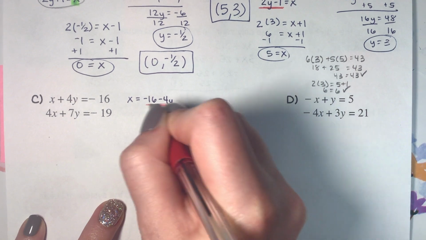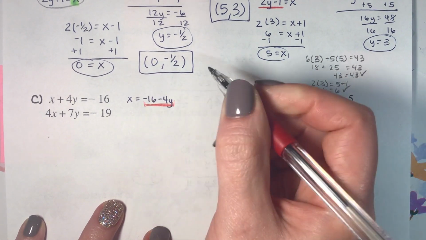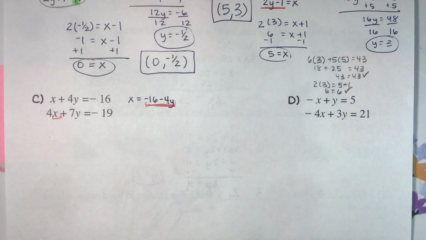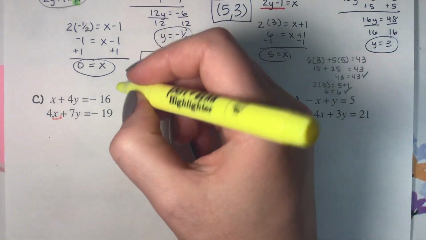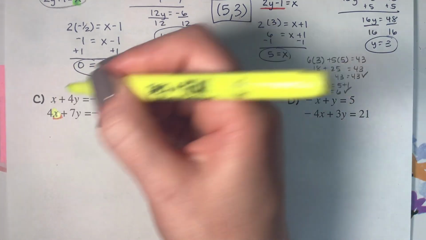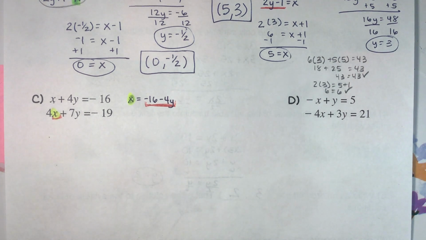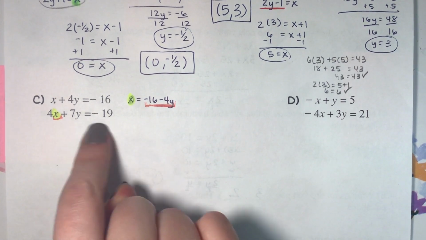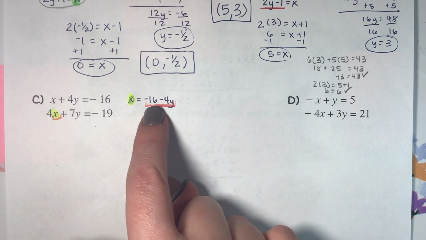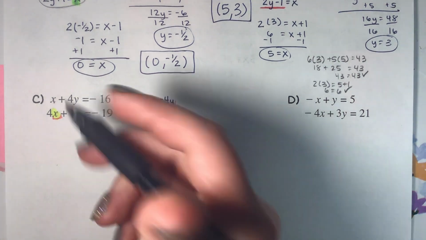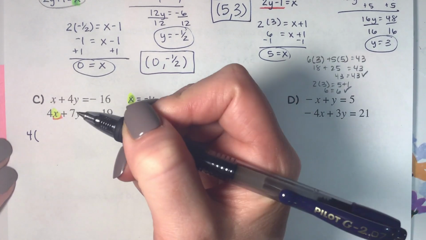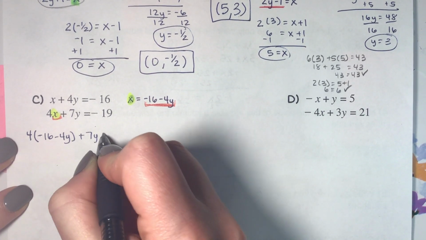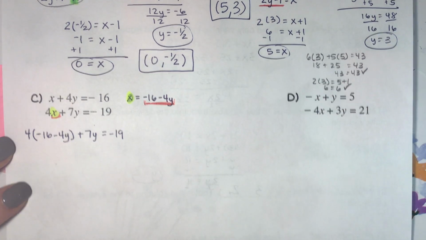I can take this expression and I'm going to replace this x because x is equal to x. That's why I'm allowed to do that. Okay, so now I'm going to rewrite this bottom expression, but instead of writing x, I'm going to write my negative 16 minus 4y. So this becomes 4 parentheses, negative 16 minus 4y, plus 7y is equal to negative 19.